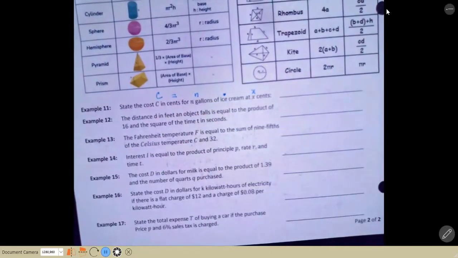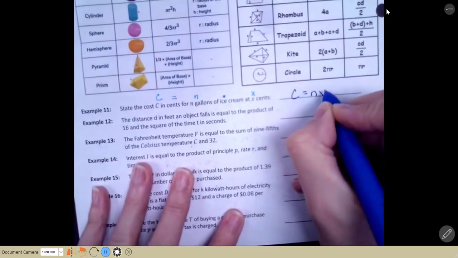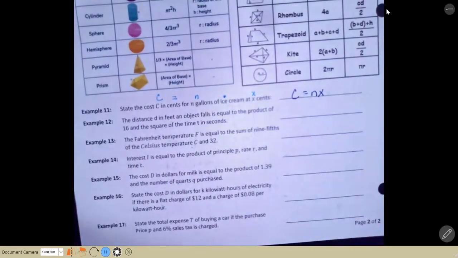Okay. So, when we have two variables next to each other, how do we write that? You could use parentheses, or you could just put the two variables next to each other. So this would be C equals NX. I'm going to mark this one and change that one up a little bit. Okay.